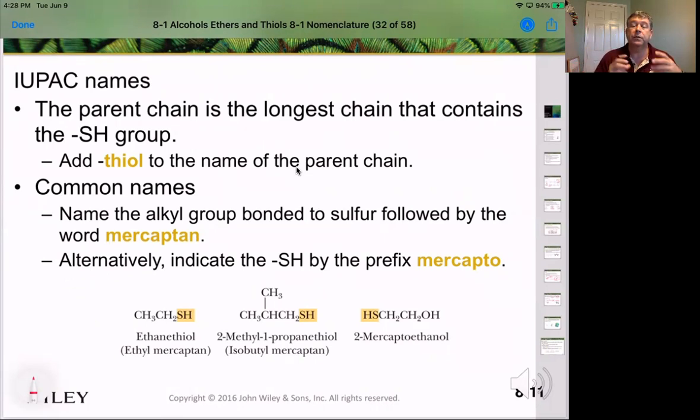Alternatively, if there is something else of higher priority, like a carboxylic acid or a ketone, the thiol acts as a substituent, and we call it a mercapto substituent on whatever the parent chain becomes.